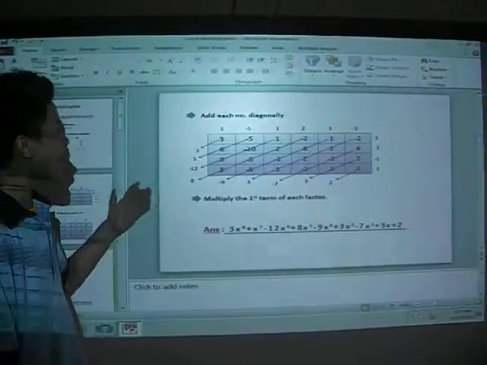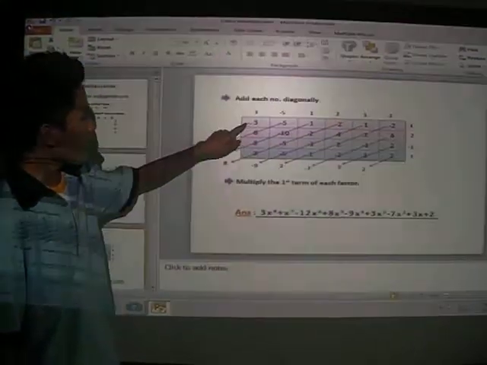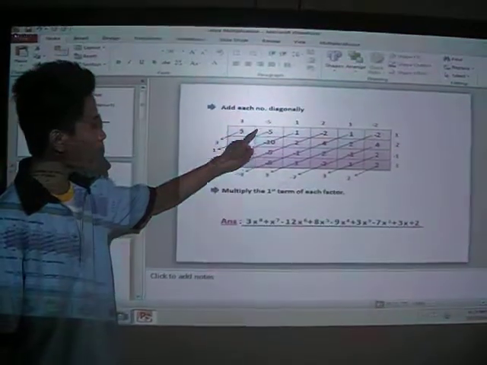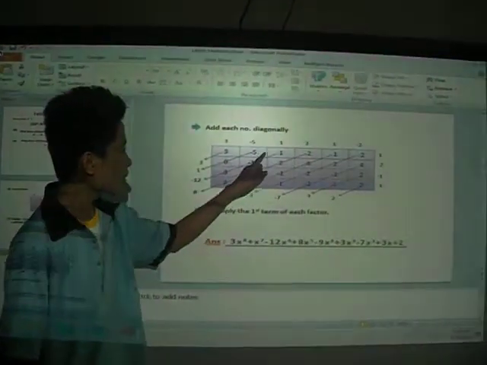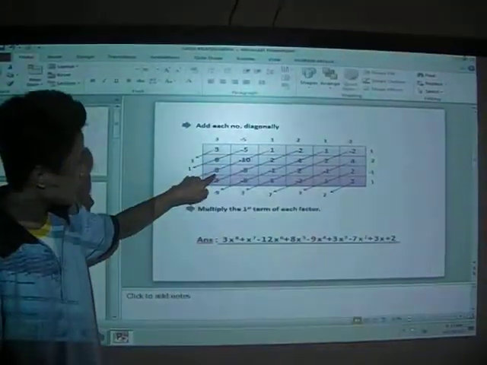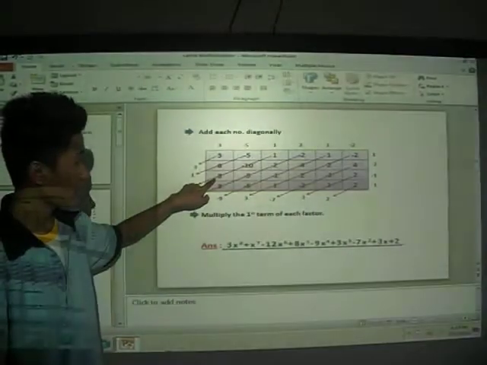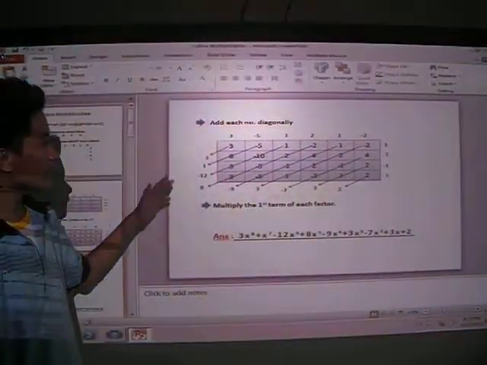The next step is to add each number diagonally. Like this, 3. Negative 5 plus 6 is equal to 1. 1 times 1 is 1, and then add to the negative 10, 3. Add to positive 3 is equal to negative 12. So add it diagonally like this.